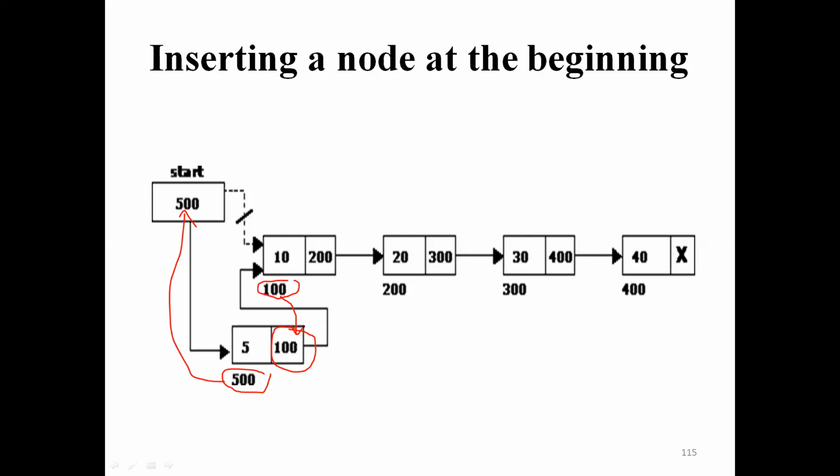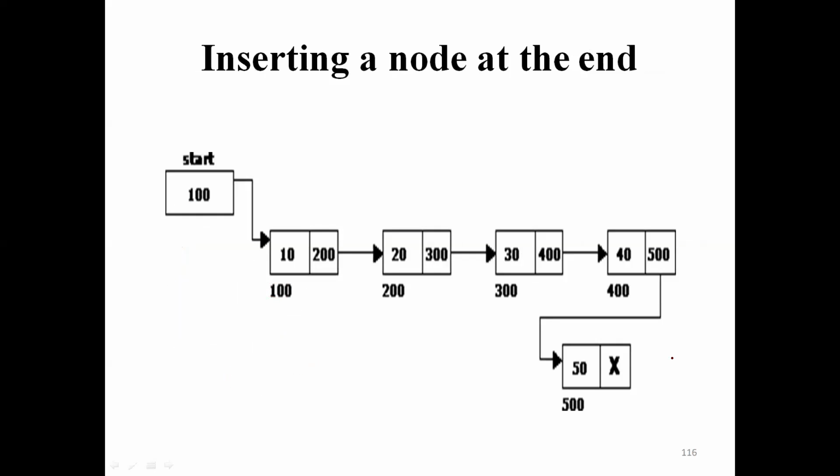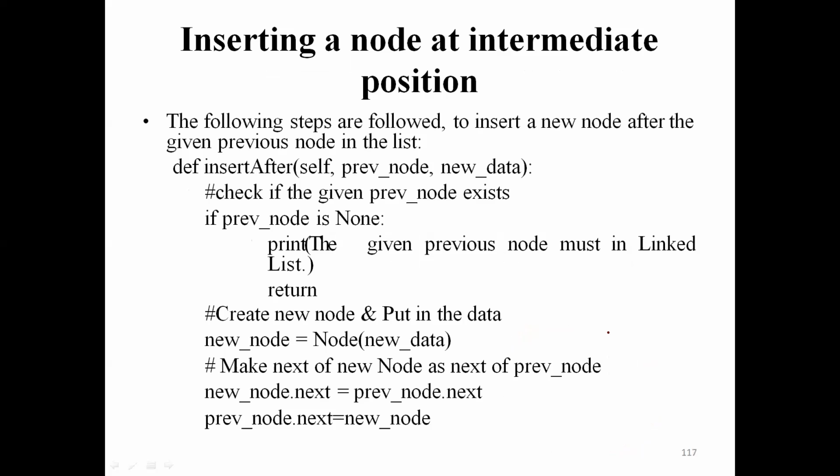Okay. So this is what we are seeing in the graphical representation of how a node is inserted at the beginning. Like this at the end. At the end also you can insert the node. So today I'm going to show a demo, a coding part as well as the algorithm part, of how we are going to insert a node at the intermediate position, right?